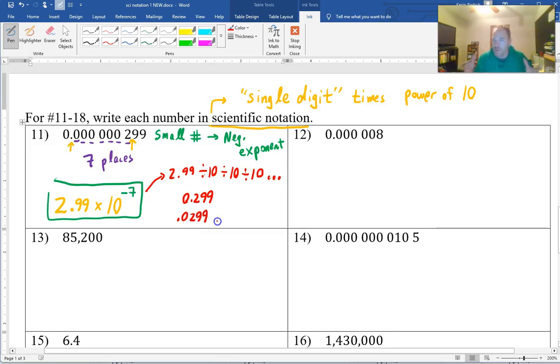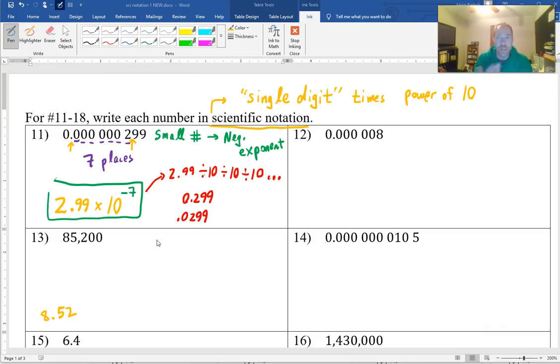And it would get smaller and smaller and smaller until we would eventually get what we started with, the 0.000, all those zeros, 299. All right, going to number 13. Number 12 is another small number, so number 12 should have a negative exponent. 13 looks like a big number. We're starting with 85,200, and we're supposed to write that number in scientific notation.